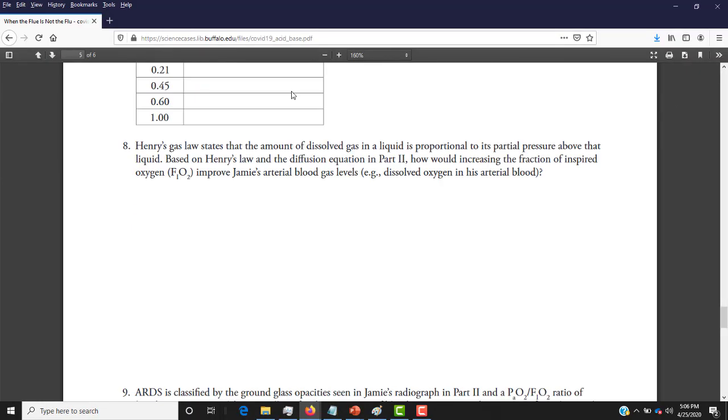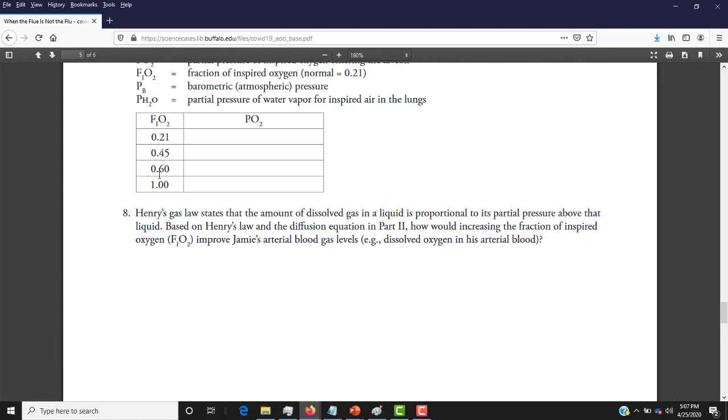All right, so going on to question number 8. This actually references an equation from earlier. It also mentions Henry's law. This is a gas law that states the amount of dissolved gas in a liquid is proportional to the partial pressure above that liquid. So if you apply that concept to the diffusion equation we got from part 2, how would increasing the fraction of inspired oxygen, that FiO2, how would that improve Jamie's arterial blood gas levels? So if you follow this pattern here, if you increase these values, how would that help out Jamie?